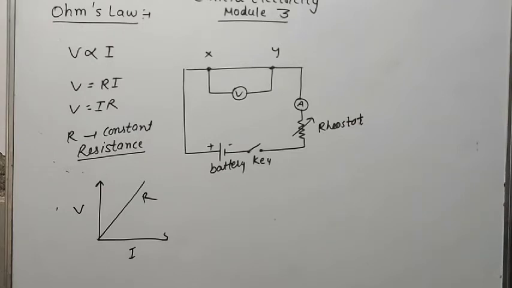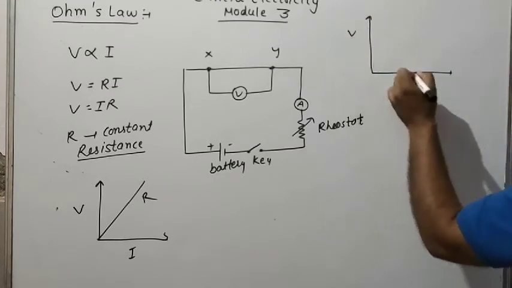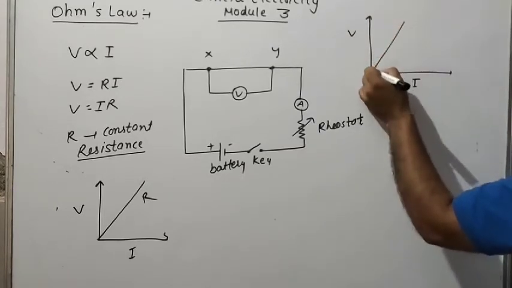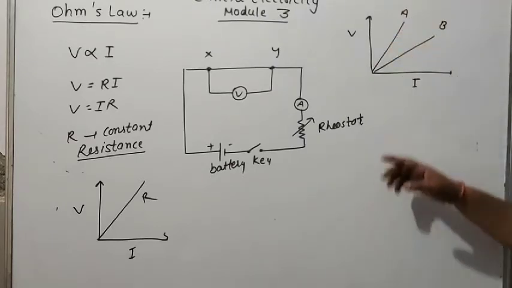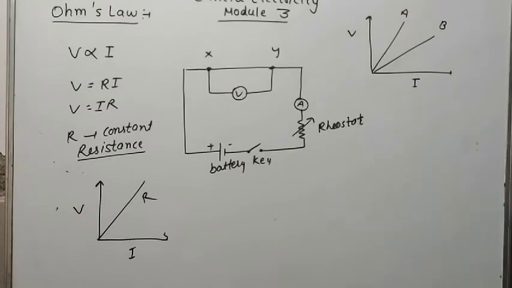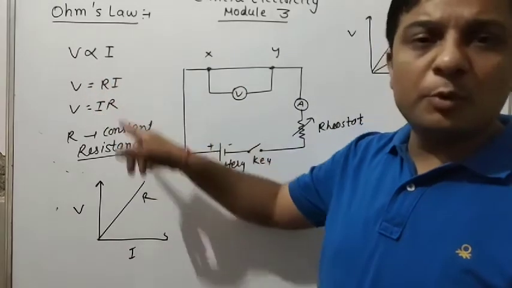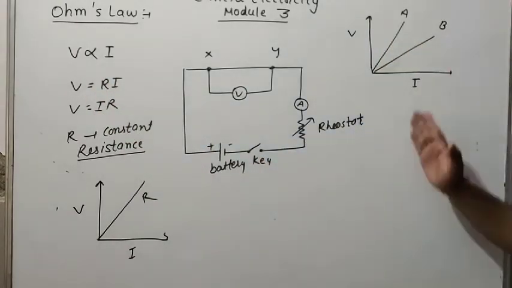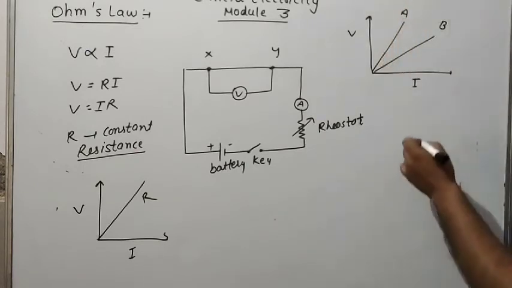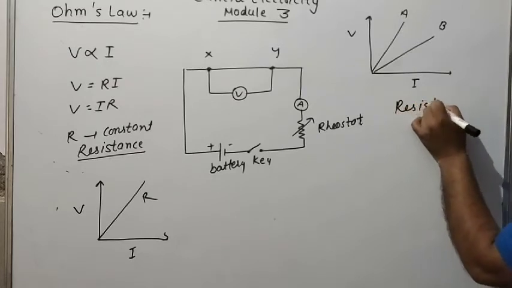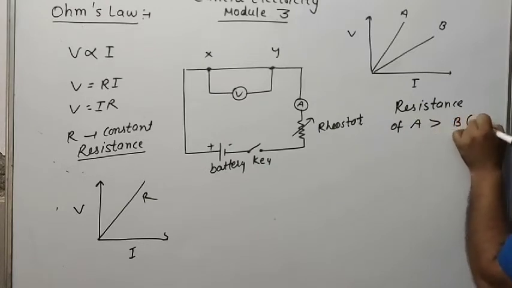Sometimes a question is asked from here. This is V and this is I. These are A and B. Because in the V-I graph the slope represents the resistance. So which one is higher? Because if I is constant, then V is directly proportional to R. You have to remember one thing: the line whose slope is towards V always has higher resistance. So the resistance of A is greater than that of B.